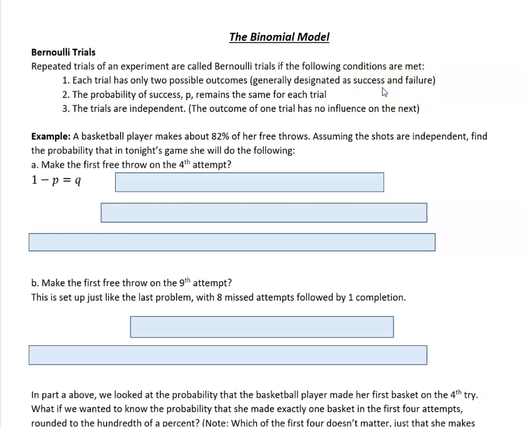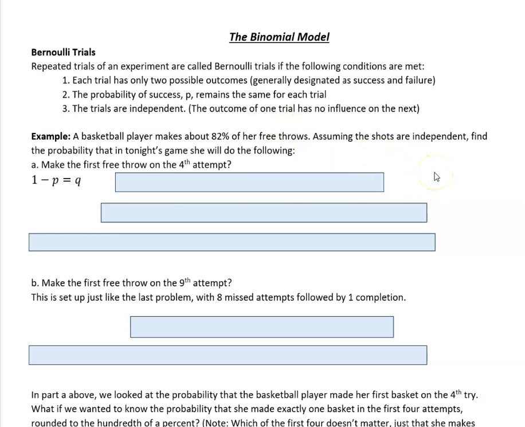If we were looking for a genetic mutation and we found it, that might be a success for what we were doing. Either they have it or they don't have it. Having it doesn't sound like a success, but for our trial, it would be a success. Two, the probability of success P remains the same for each trial. It doesn't go from 40% to 50%; it has to remain the same. And three, the trials are independent, meaning the outcome of one trial does not influence the next one.